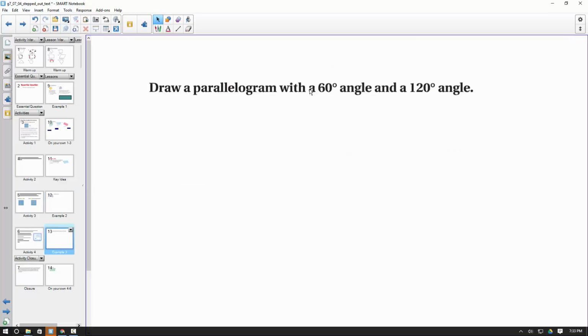So it says to draw a parallelogram with a 60-degree angle and a 120-degree angle. So that's 180 so far, right? So I could actually draw like maybe a kite. That would work out well because I want to have the exact same measurements again. So I have 120, 120, a 60, and a 60, and that should equal 360.